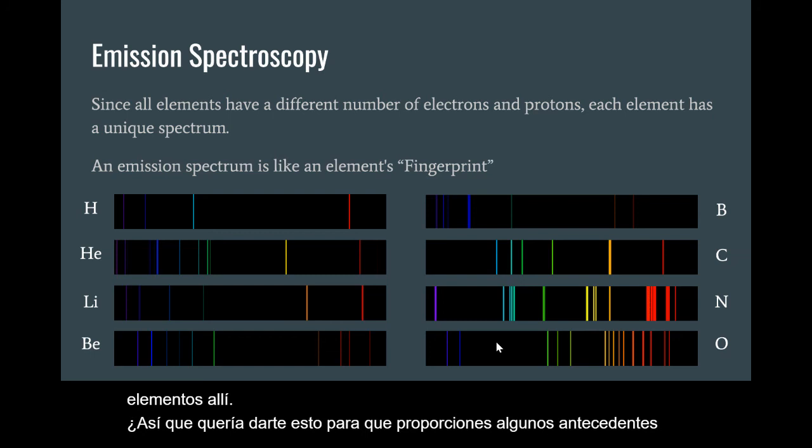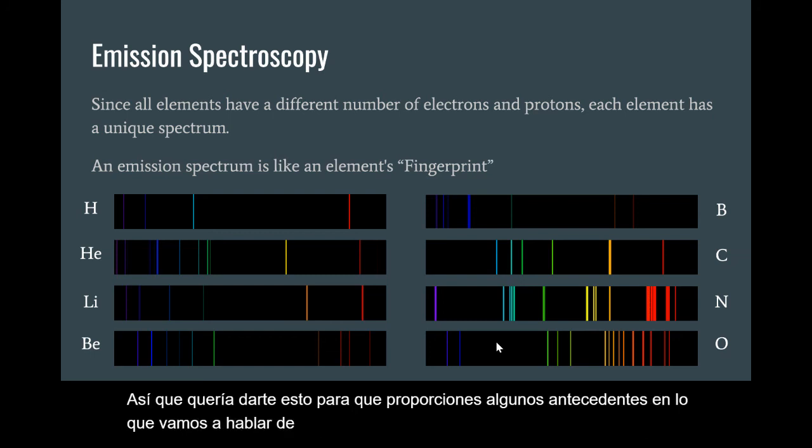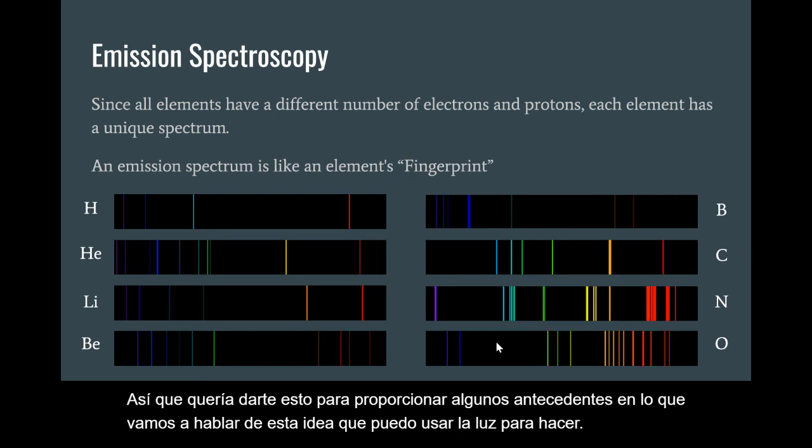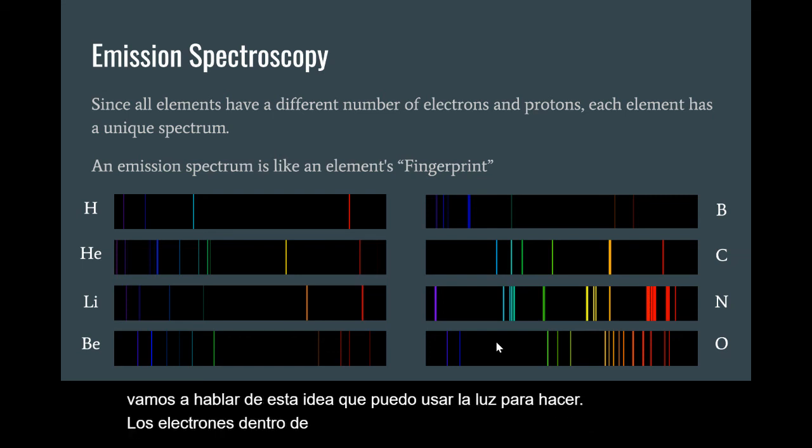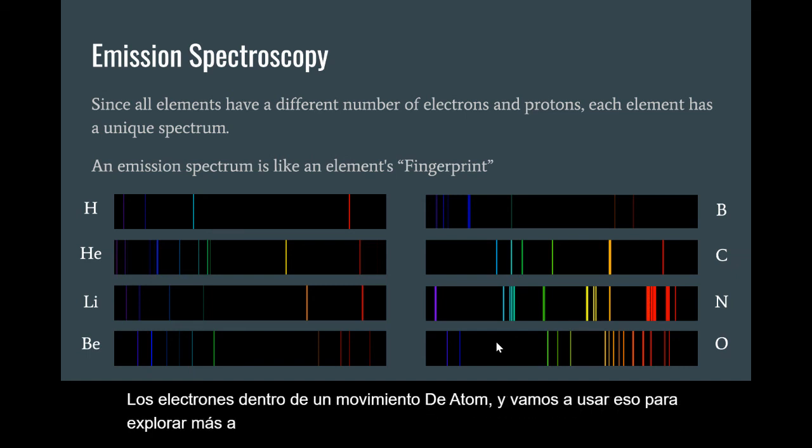And so I wanted to give you this to provide some background in what we're going to talk about. This idea that I can use light to make the electrons inside an atom move. And we're going to use that to further explore what those electrons are doing inside that atom.